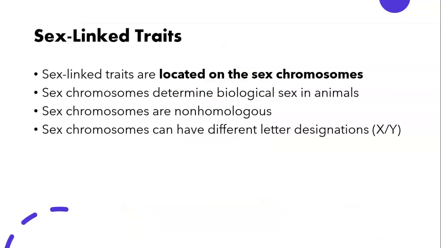Let's move on to sex-linked traits. Sex-linked traits are located on the sex chromosome. Sex chromosomes determine biological sex in animals. Sex chromosomes are non-homologous, that means they're not identical. And sex chromosomes can have different letter designations. Usually we see sex chromosomes with the letters X and Y.